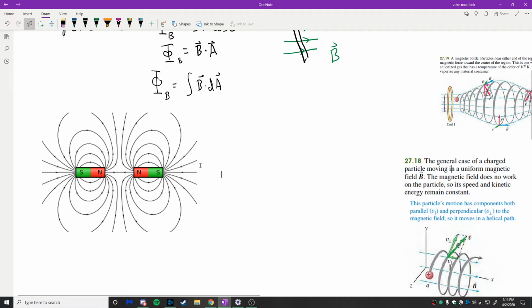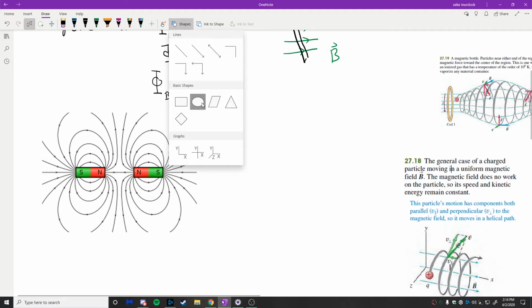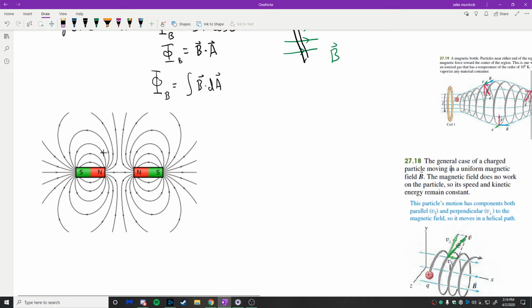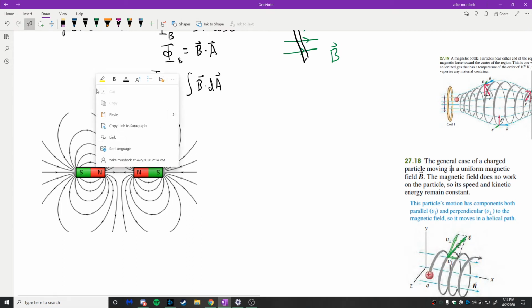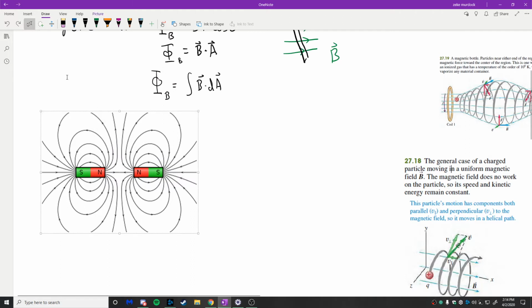So one thing you can do is you can say, suppose that I take a surface like a circle, okay? And here, let me make it a different color. Do I do that by selecting this and then doing shape and then doing this? Will that do it? Yeah, it will.